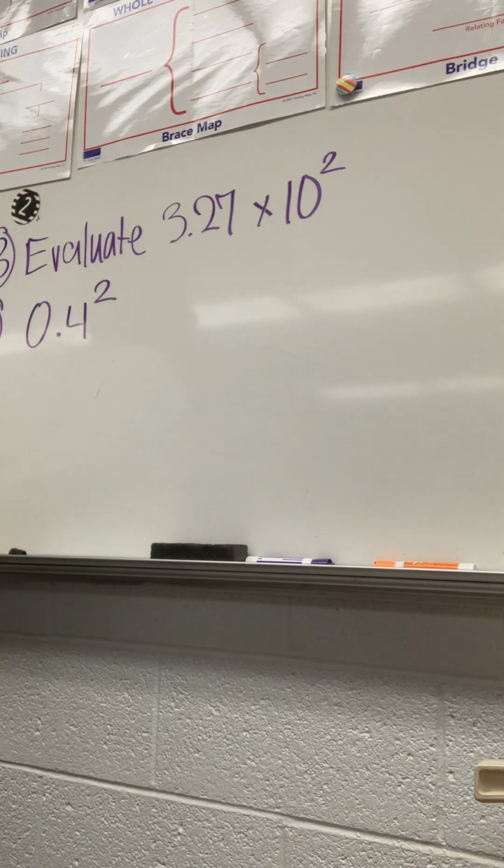Evaluate 0.4 raised to the 2nd power. You got bingo? You got bingo? Okay. So we're gonna go over the answers. So this one should be 1. I also got bingo. You got bingo? Okay. Good job. I got bingo again. What? Oh, you did.